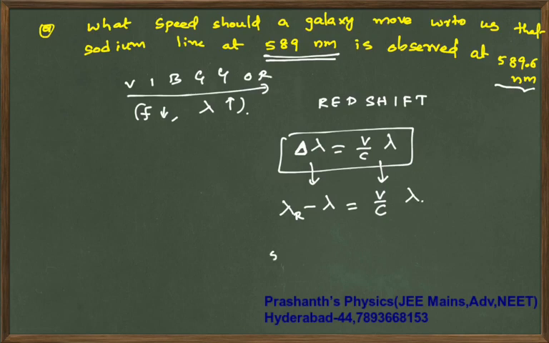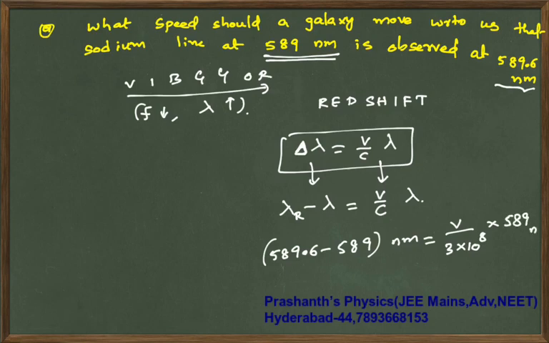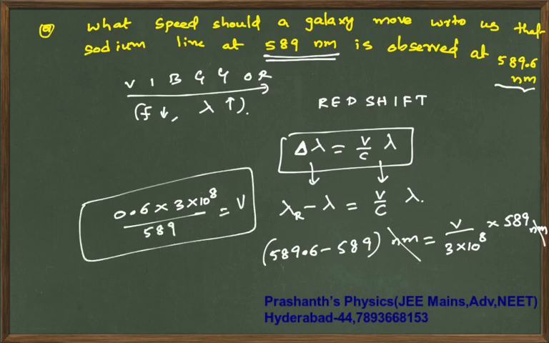So lambda red, I mean 589.6 minus 589 nanometer, is equal to speed v by c, that is v by 3 into 10 power 8, times the lambda value, once again 589 nanometer. Nanometer unit will cancel off. So it is 0.6 into 3 into 10 power 8 whole divided by 589 is equal to v. So this is your final answer. If you are simplifying it, in the options it is given as 3.1 into 10 power 5 meters per second.